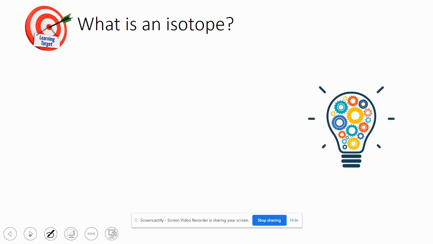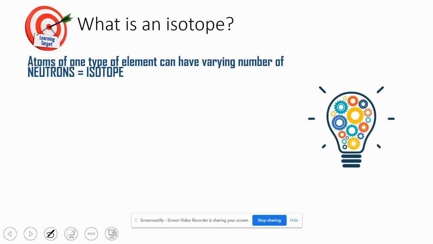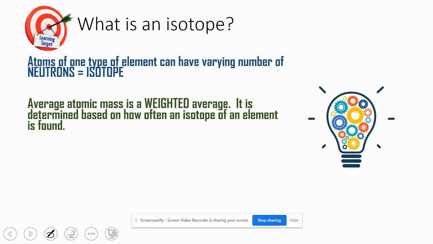What is an isotope? Atoms of one type of element can have varying numbers of neutrons, and that's what an isotope is. It's when you have those different numbers of neutrons in the atom. The average atomic mass is a weighted average. It is determined based on how often an isotope of an element is found.